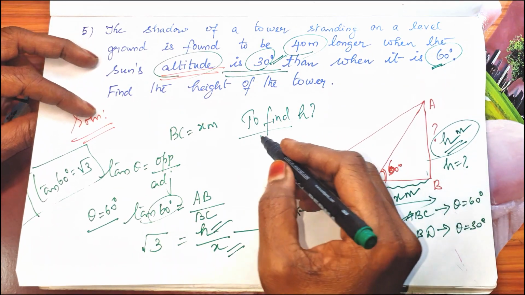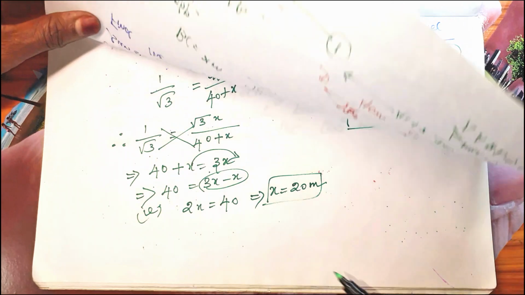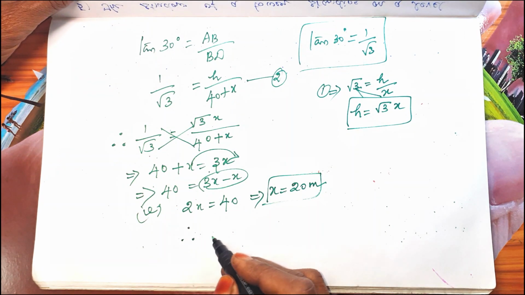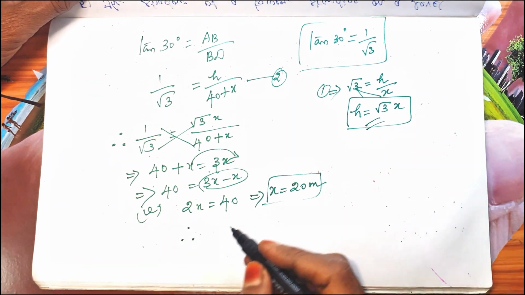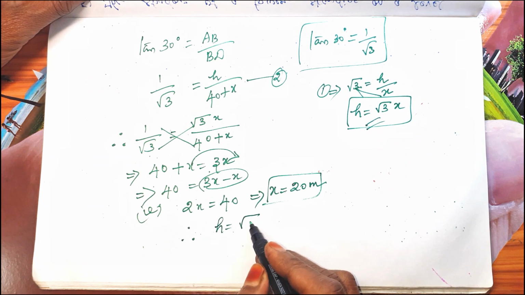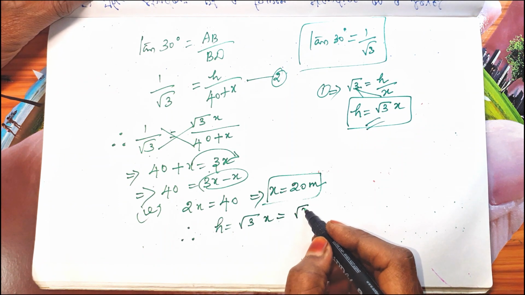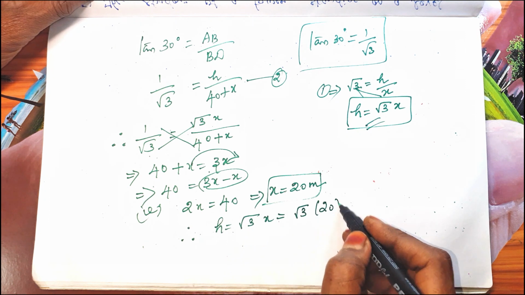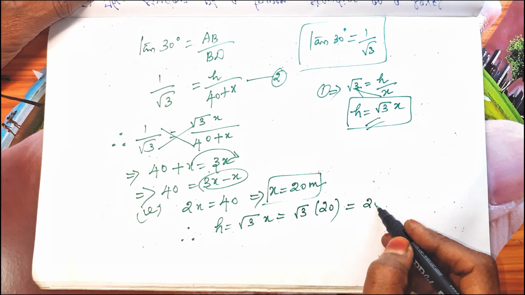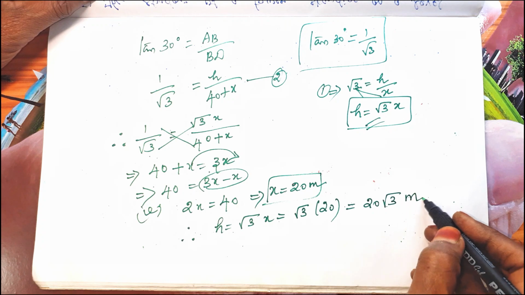Are we going to find that x? No. We are in need of h. What is the height of the tower? Therefore, what equation do we have? h is nothing but root 3 into x. Am I right? So h is equal to root 3 into x, and we got x as 20, which is 20 into root 3 meters.